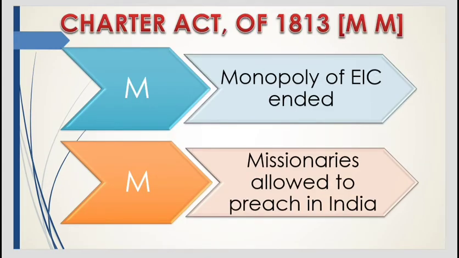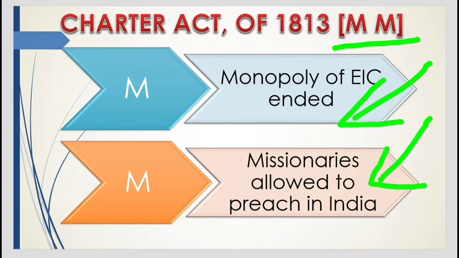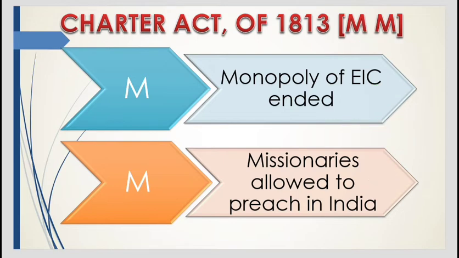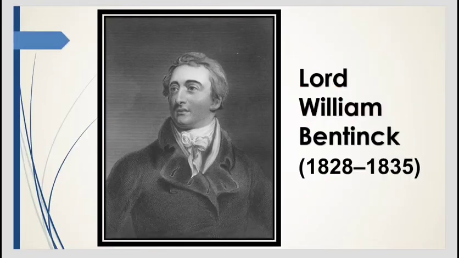So Charter Act of 1813, there are only two M's which you can remember very easily. First M stands for Monopoly of British East India Company was ended by the British government. Now other trading companies of the British can also come and trade in India. And the next M stands for missionaries were allowed to preach in India. Simple. Next is Lord William Bentinck. He was the Governor General of Bengal, the last Governor General of Bengal, and his tenure is 1828 to 1835.